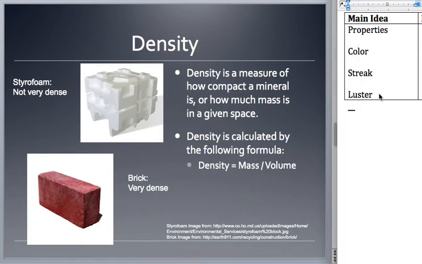Our next property is density. Density can be used to identify a mineral. We already know what density is. We talked about it in our metric unit. It's a measure of how compact a mineral is. And every sample of a particular mineral is always going to have the same density. So remember, styrofoam not very dense, brick very dense, and we calculate that by mass divided by volume.